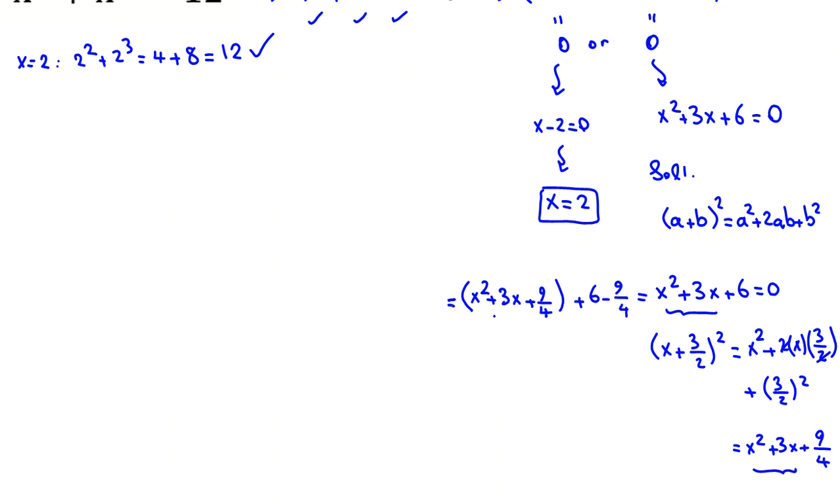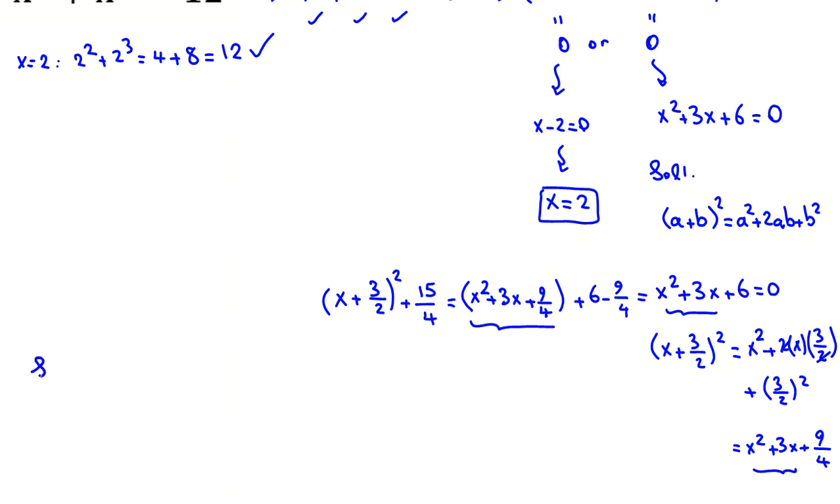But this part is what? Here, we can say it's (x plus 3 over 2) squared. Then 6 minus 9 over 4 is 24 minus 9, which is 15 over 4. So it was the first solution for this part.